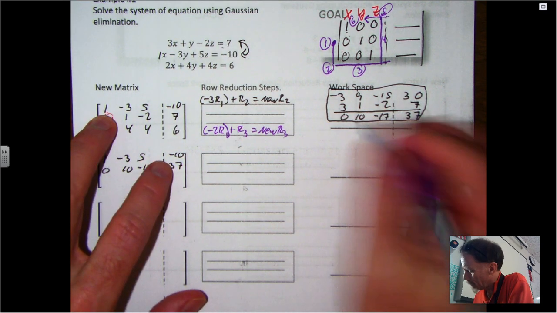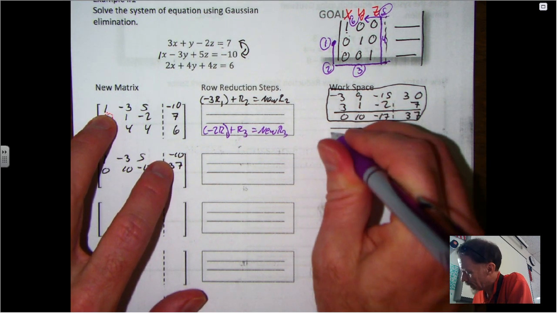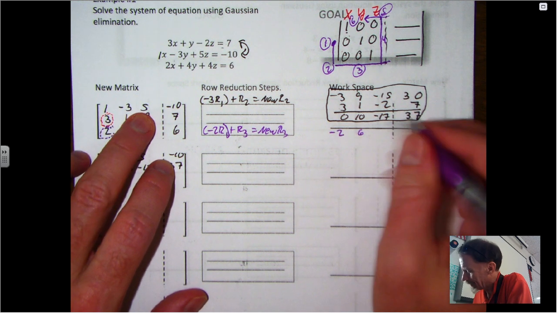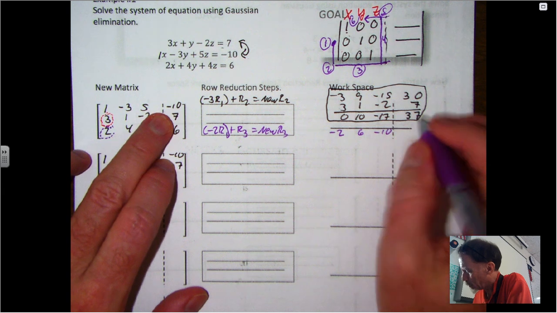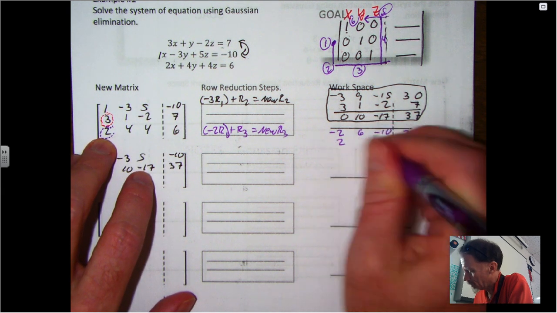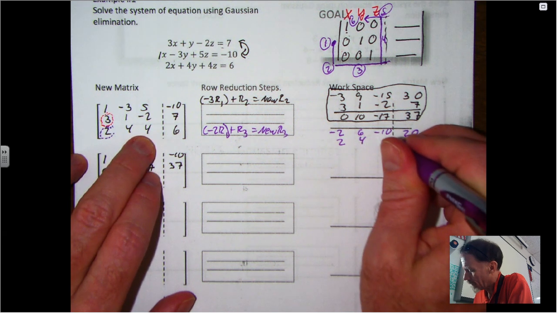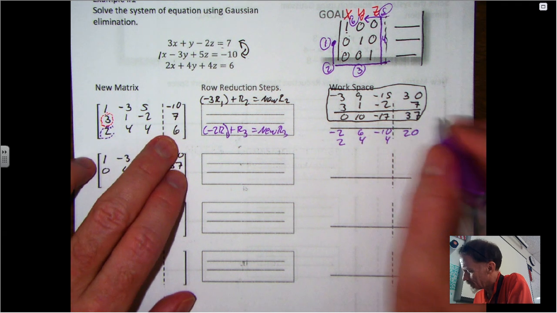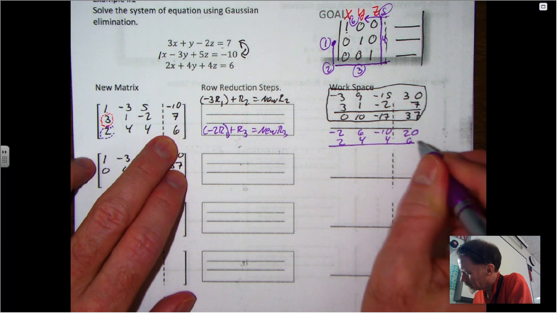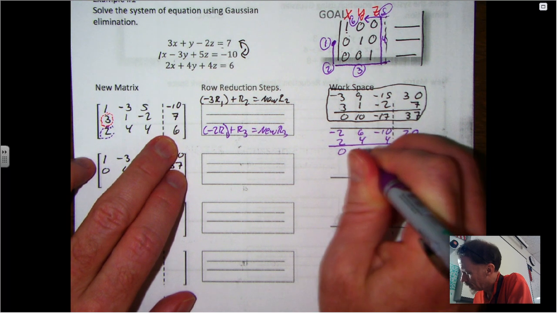So -2 times row 1, so we got -2, 6, -10, and 20. And then row 2 is just 2, 4, 4, and 6. And we do that, we have 0, 10, -6, and 26.